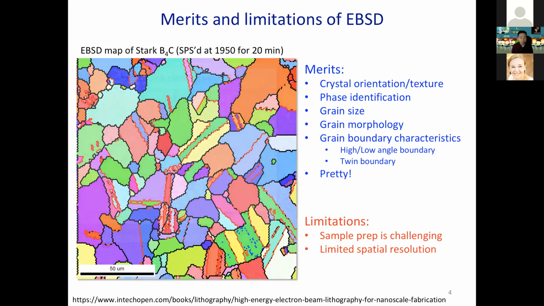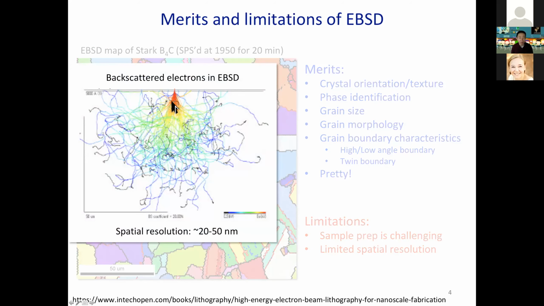In SEM, it doesn't matter how fine we tune the electron beam. The signals we're generating are the backscattered electrons. The interaction volume is way larger than the beam size. Even if we can tune the beam to a very fine probe, the electrons will backscatter, and the interaction volume is a lot larger, so that degrades the resolution. For regular EBSD, the standard spatial resolution is 20 to 50 nanometers. That basically means even if you can tune your beam to 2 nanometers, 1 nanometer, still the interaction volume is a lot larger.